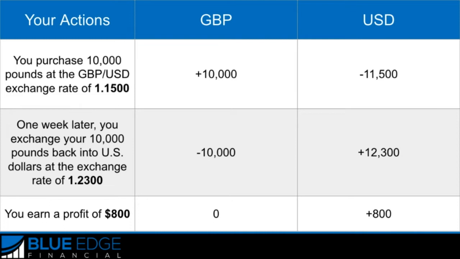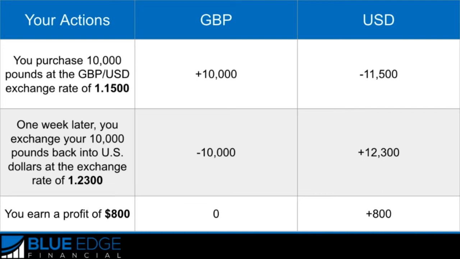And what does that mean? That means that now 1 pound is equal to 1.23 US dollars instead of 1.15 US dollars, which means the value of the pound has gone up. So now we multiply the 10,000 GBP times the exchange rate of 1.2300 to get us back to our USD, which would be 12,300. You can see the difference between the 12,300 and the 11,500 is $800. So you would earn a profit in this case of $800.